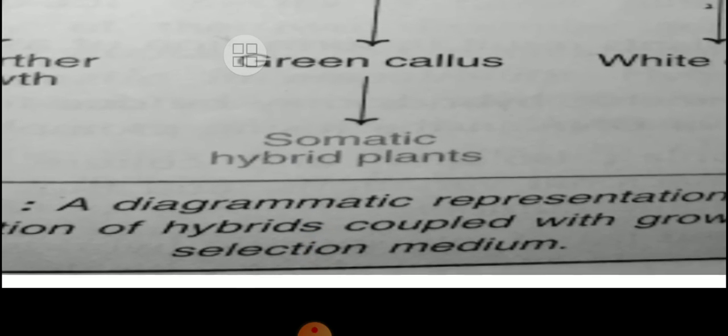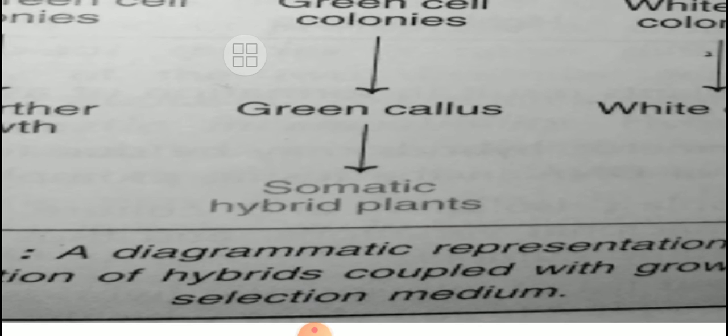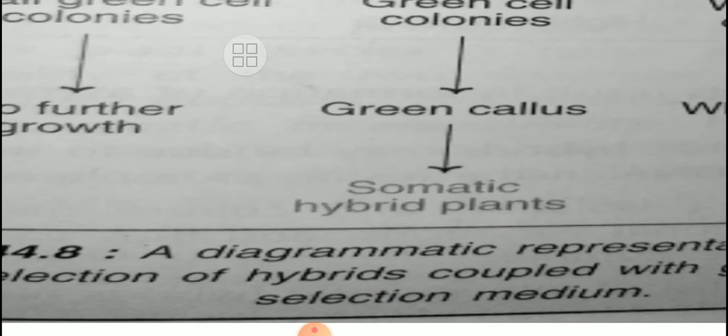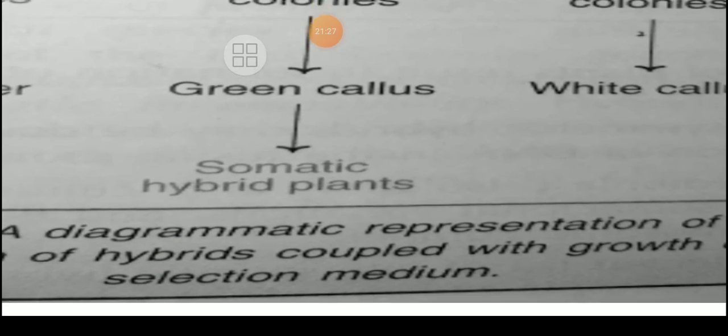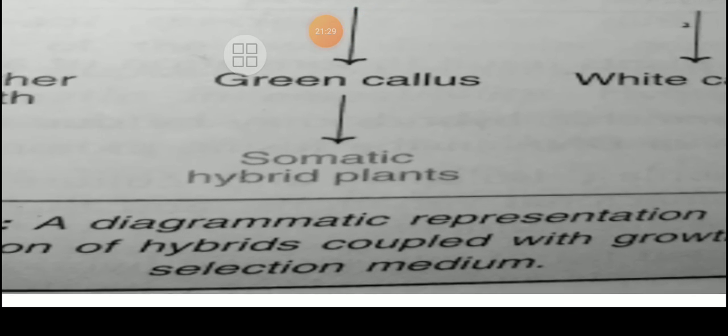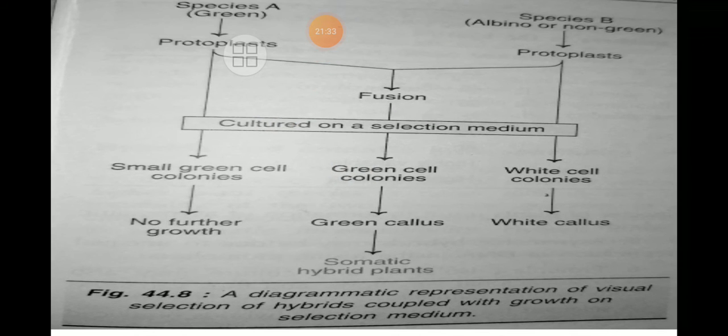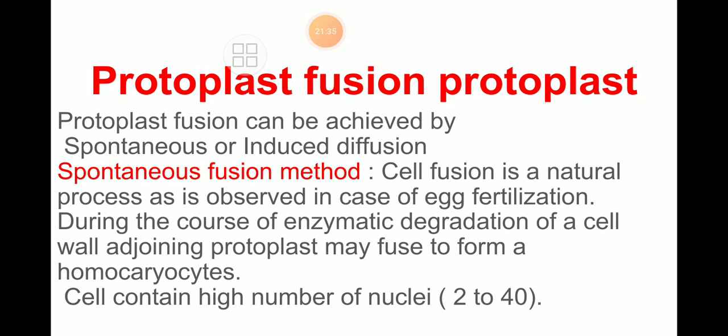We have got green callus, that is an undifferentiated mass of tissue, and then finally it is converted into the somatic hybrid. So this is the diagrammatic representation of the selection of a hybrid, coupled with the growth on selection medium. So this is the method of selection in somatic hybridization.